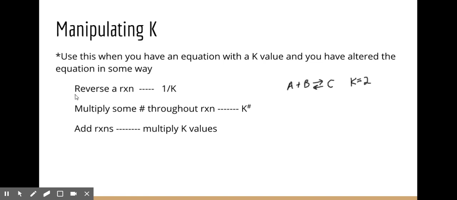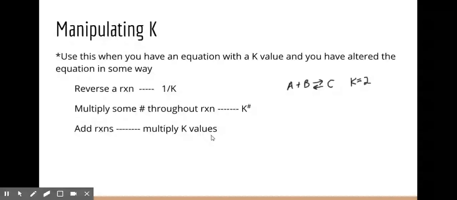So here are the rules. If I reverse a reaction, I take the reciprocal of K. So it's 1 over K. If I multiply some number throughout a reaction, I take K raised to that number. And if I add multiple reactions, then I multiply those K values.